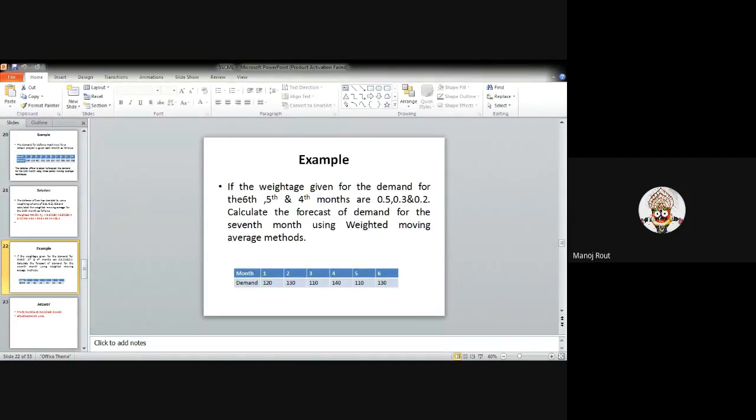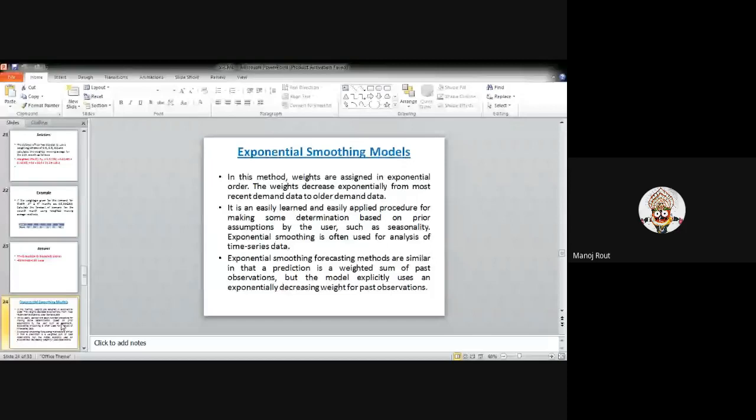Okay, so going to the next method. The last method is the exponential smoothing method. In the exponential smoothing method, the weights are assigned in exponential order, and the weights decrease exponentially from the most recent demand data to the older demand data. Clear? So you have to compare the previous demand with your present forecast demand.